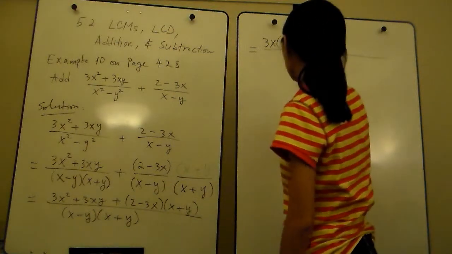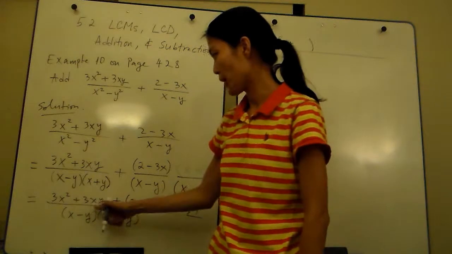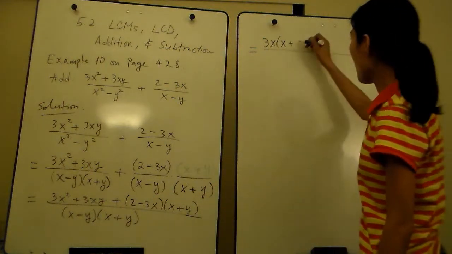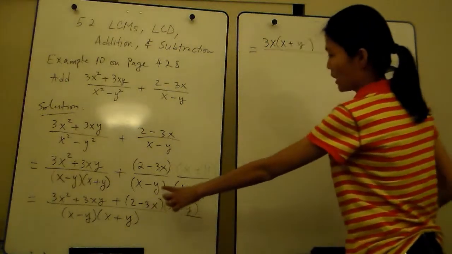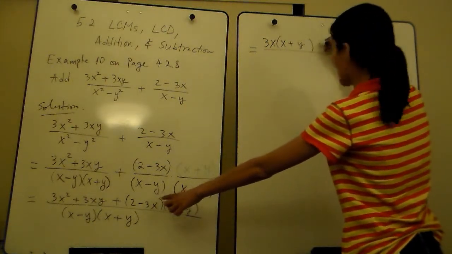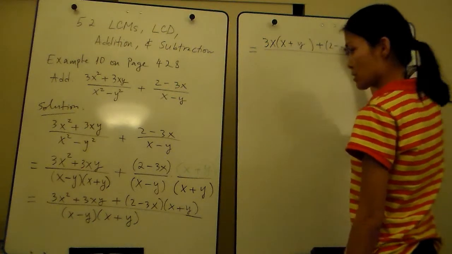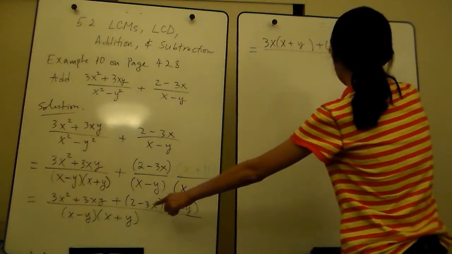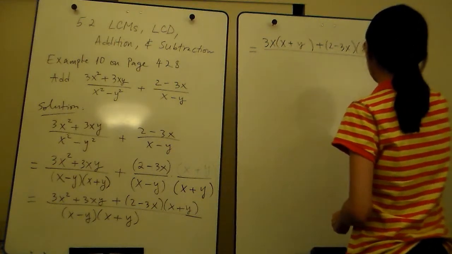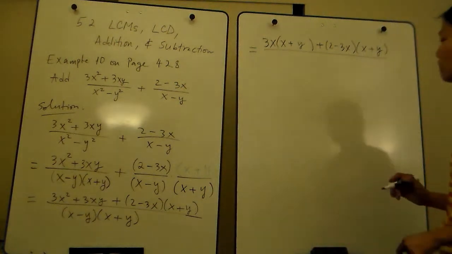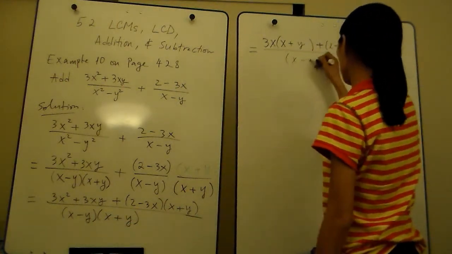This plus sign goes here. Now 3x times what equals this second term, 3xy? It's got to be y, right? And then I'm just recopying these two terms, 2 minus 3x, times x plus y. Okay? And then rewriting the denominators.